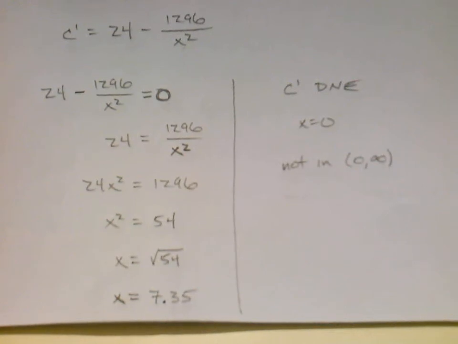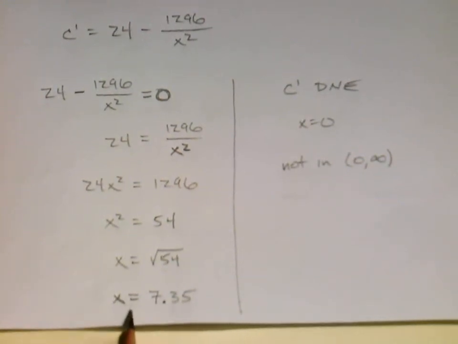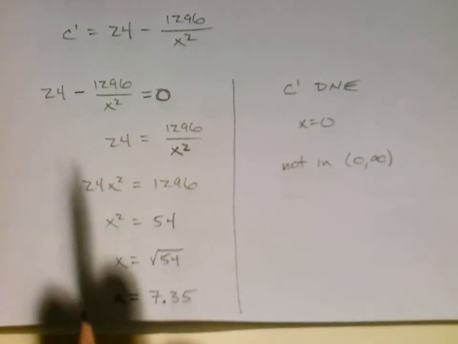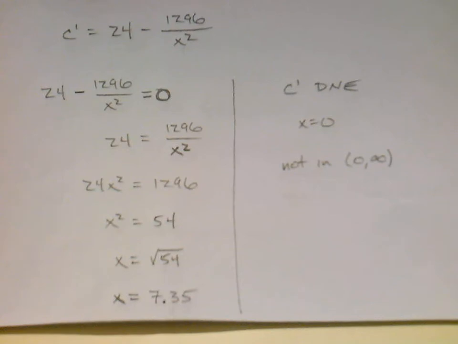I'm not really sure what MathXL wants you to do, if they want you to keep the exact form or round. If this was a test, I definitely prefer the rounding because it's an application. We prefer rounded numbers in applications usually. At least I do. So we end up with 7.35 as a critical number after solving the derivative equal to 0.